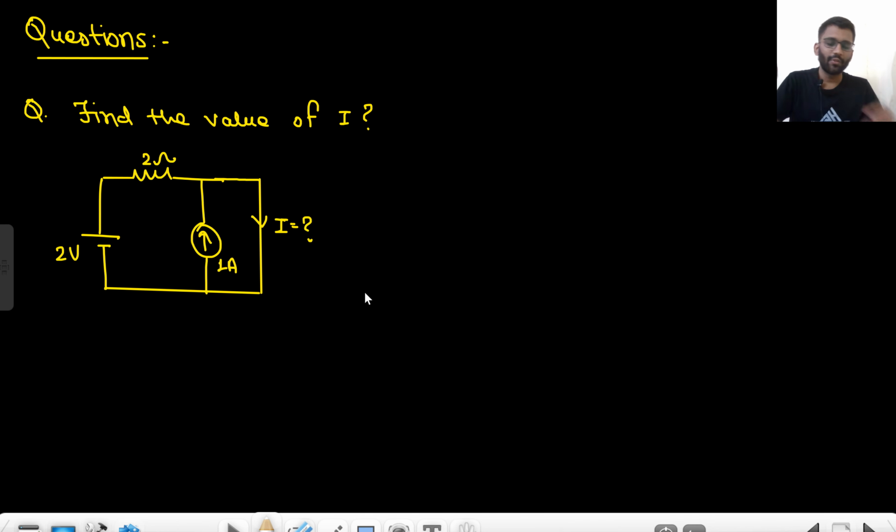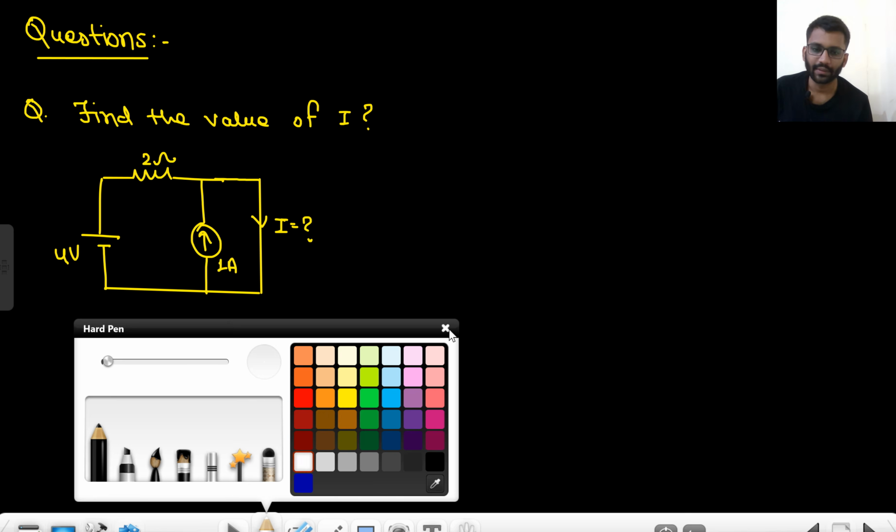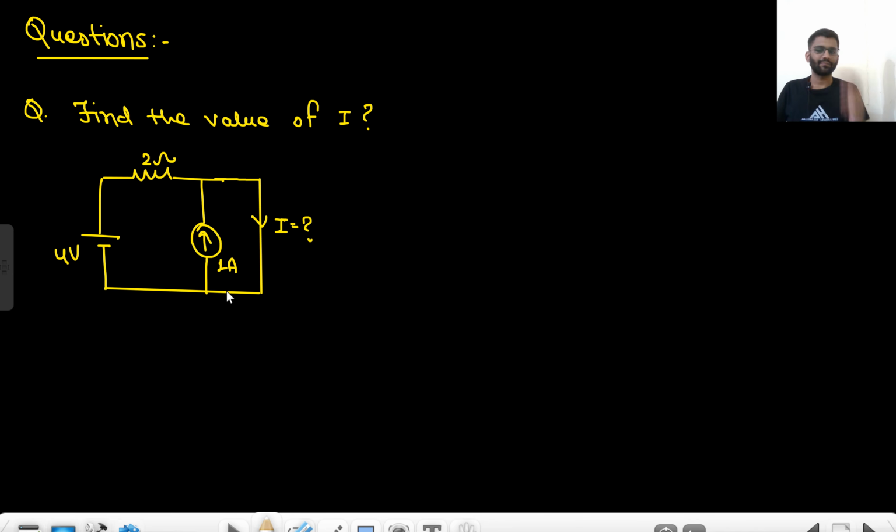Before moving on to the Norton's theorem question, I am just taking a simple reference question. You need to find the value of I in this question. So try it on your own. I will do a slight modification in this question. I will put this 2 volt equals to 4 volt. So now tell me what will be the value of I. The reason why I took this question is that many of the students will get it wrong.